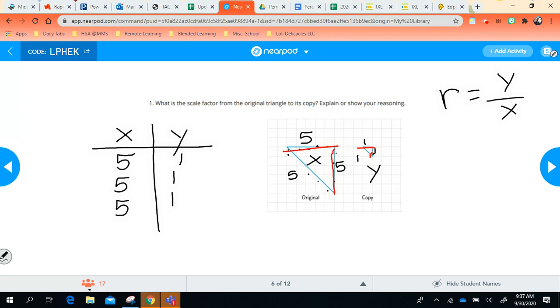So I'm going to take y divided by x. So 1 divided by 5 gives me what? 0.2, or 1/5 because I can leave it as a fraction. So our unit rate or our scale factor is 1/5 or 0.2.